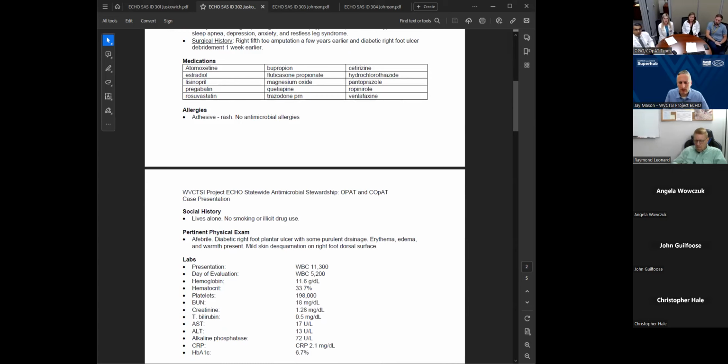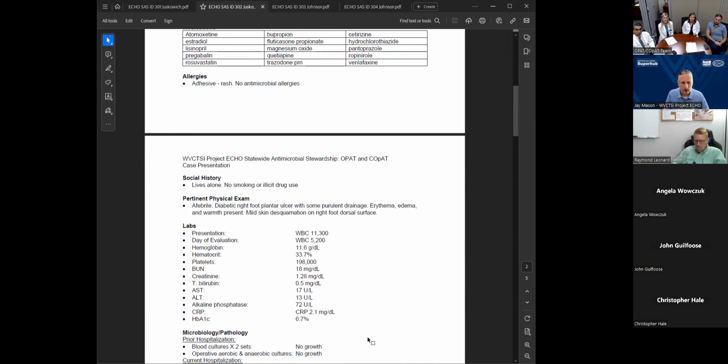On presentation, she was afebrile, and had a diabetic foot plantar ulcer that was fairly deep and looked like a chronic ulcer with some purulent drainage noted. There was some erythema, edema, and warmth present in that area, and then some mild skin desquamation on her right foot. And I think some pictures are included a little bit later, or if you want to scroll down.